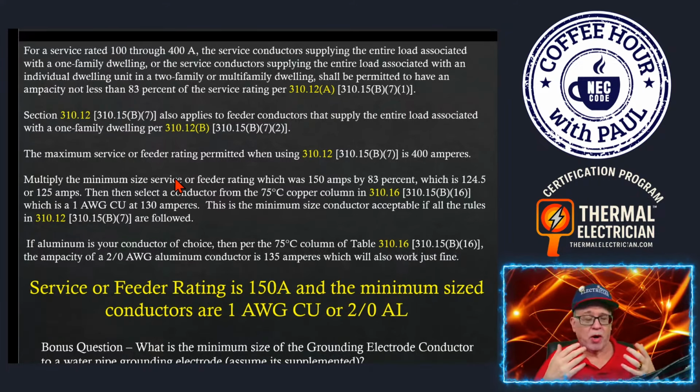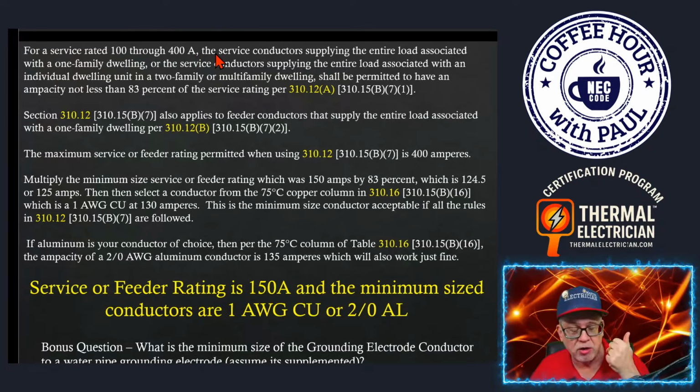Now, whether I'm using Part 3 under the standard method or I'm using Part 4 under the optional method, I can use 310.12. And people ask me, when do I assume the use of it? You always assume it's not optional. It's there in the code. 310.12 is there for you to use as long as you meet the criteria. Well, what is that criteria? Well, let's look in our case. So here's what it says, 310.12. It says for a service rated 100 through 400 amps.